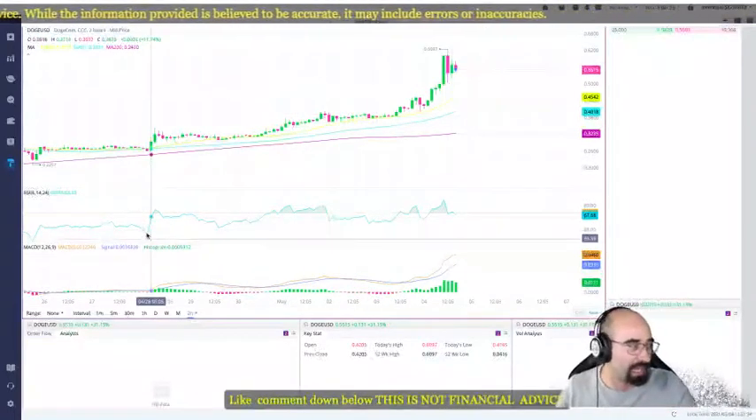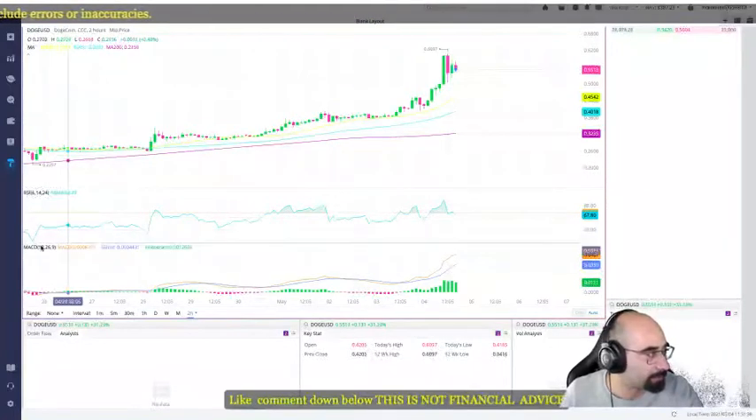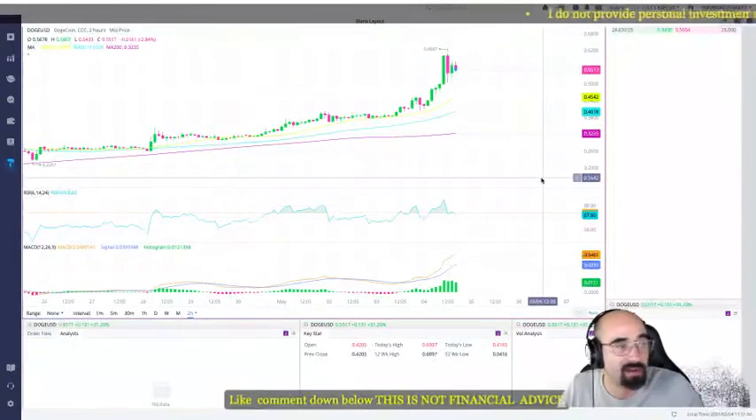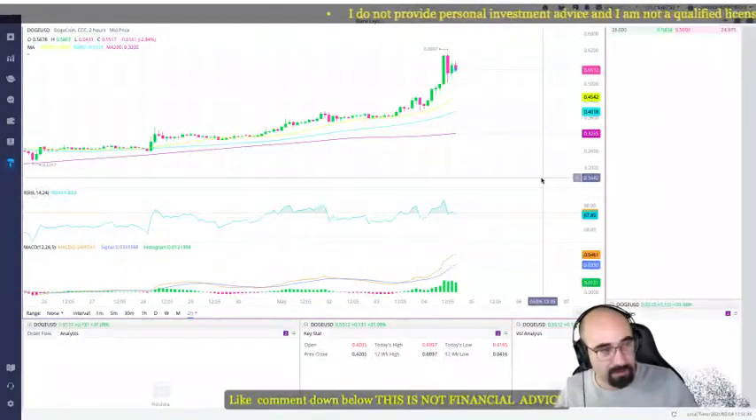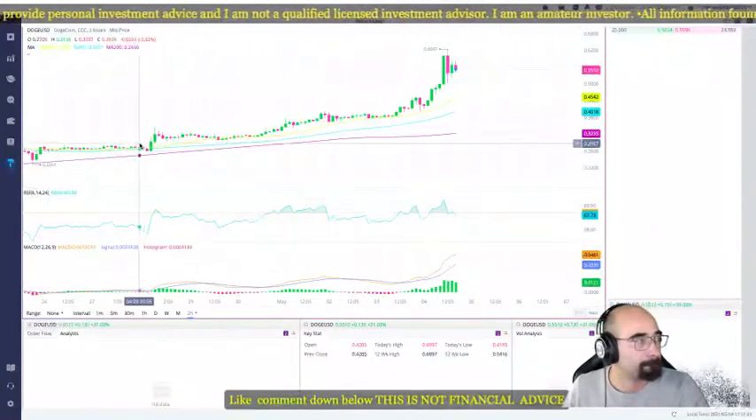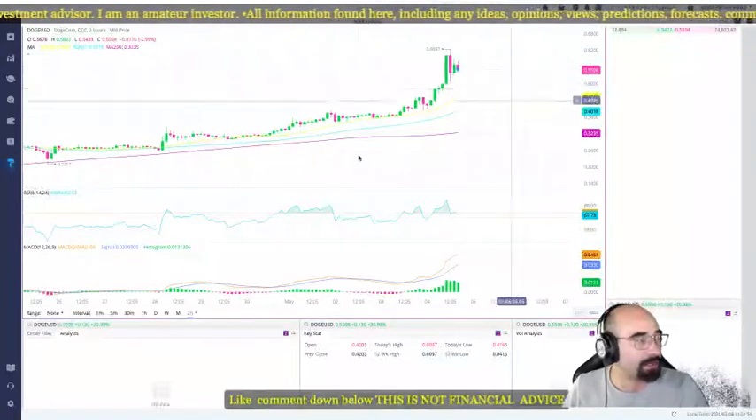The RSI has been holding steadily above 40. As long as we don't drop below 30, for me, RSI is good, because that's fine with me. But we got another nice bull flag going on over here.